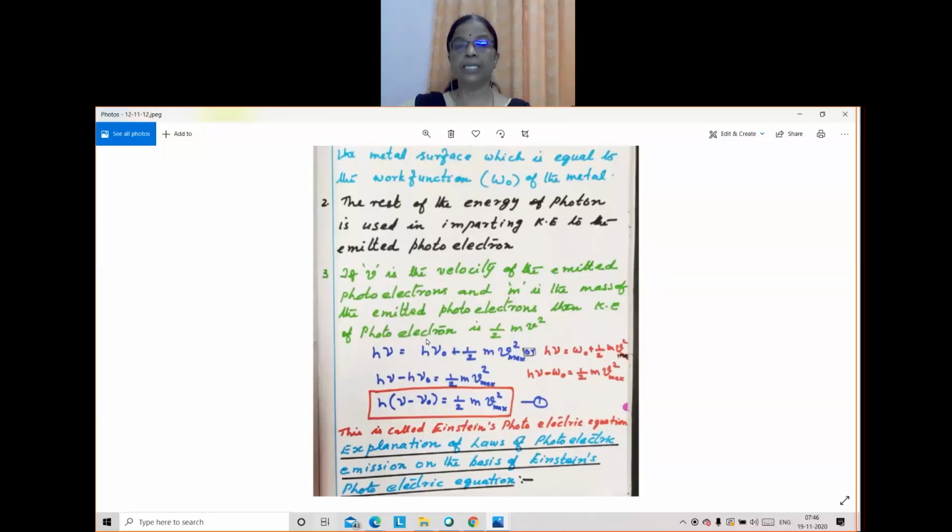Threshold energy of the radiation, which is also equal to the work function of the metal, plus half m v max square. The remaining energy is completely converted into kinetic energy, half m v max square, with maximum velocity. And h nu minus h nu 0 equals half m v max square, that is, h into nu minus nu 0 equals half m v max square. What is nu here?